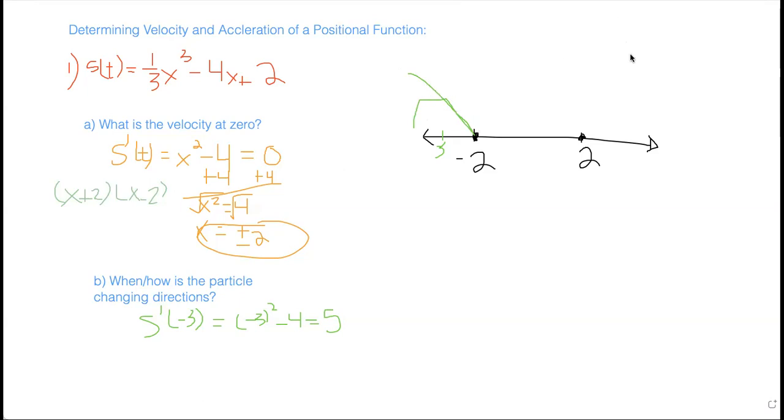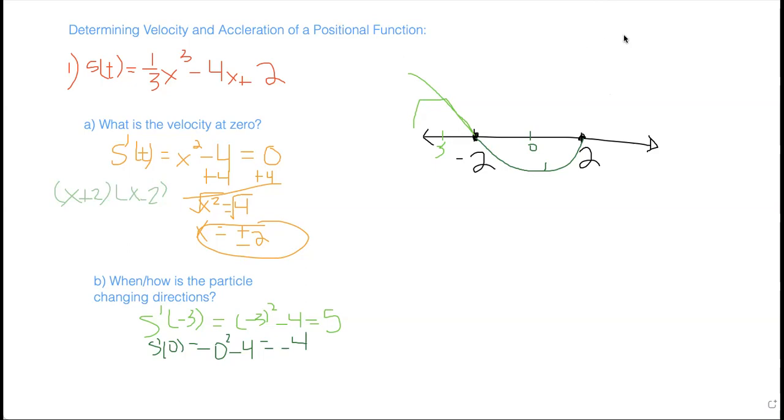Now we need to test between -2 and 2. Let's go simple and go with 0. The value of the derivative at 0 is 0 squared minus 4, which is -4. So if my velocity is negative, that means that at -2, when it came to a quick stop, it changed directions and now it's going negative. So now it's coming down here between -2 and 2, and it's negative. We don't know when it changed direction yet, but we know it's negative, because anywhere between there, I could plug in a 1. 1 squared minus 4 is -3. So anything between -2 and 2 is negative velocity, which means that it's under the graph.